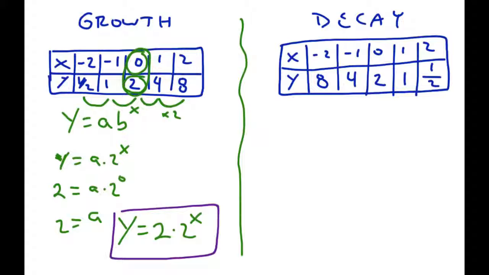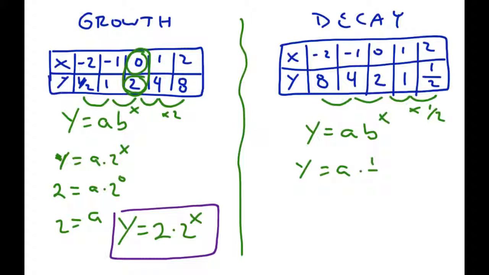Same idea over here with decay. We're going to use y equals a times b to the x power. I'm looking to see what I multiply to go from one number to the next. And it looks like I'm multiplying by 1/2. So my b value is going to be 1/2.